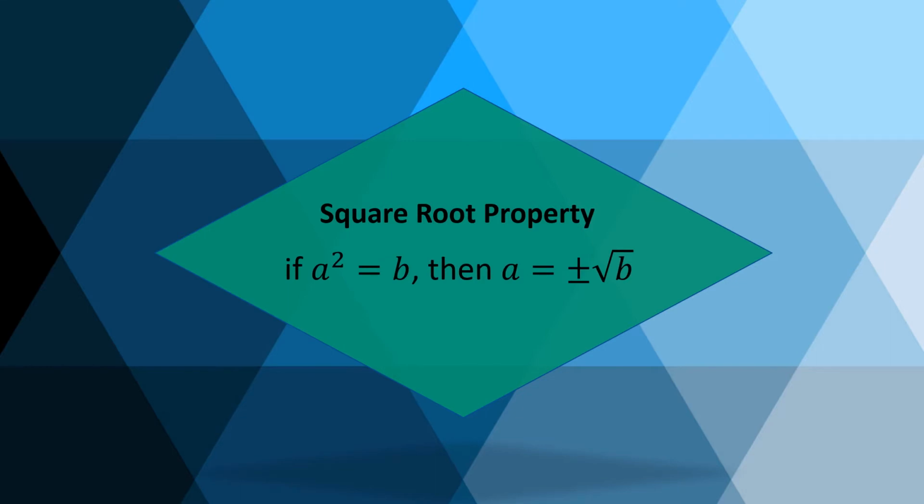So that brings us to what's known as the square root property. The square root property states, if a squared equals b, then a equals plus or minus square root of b. Now, what does that really mean? Well, if you look at the a squared, that means if something squared equals something, then you are allowed to take the square root of both sides of the equation. Let's look at an example.